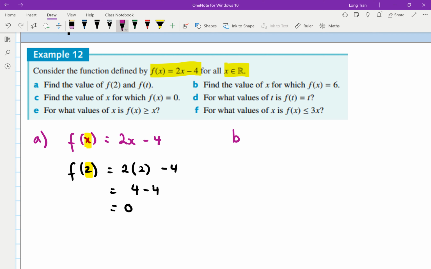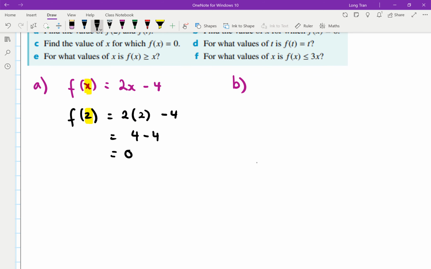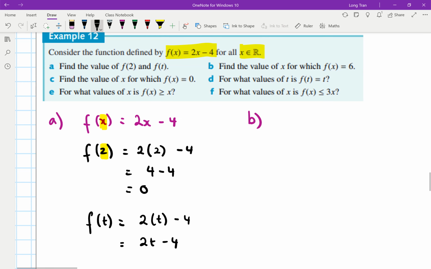Part A also says I need to find f of t. So f of t simply means I'm going to substitute t into the function. So it'll be 2 times t minus 4, and that just gives me 2t minus 4. Okay? And then we go to B now.